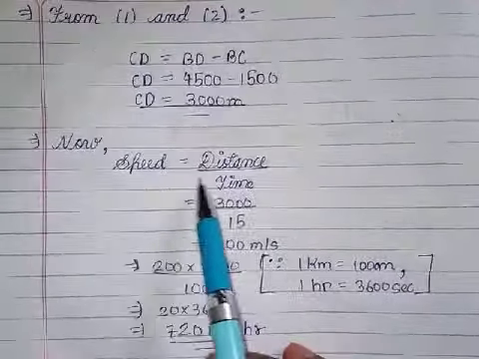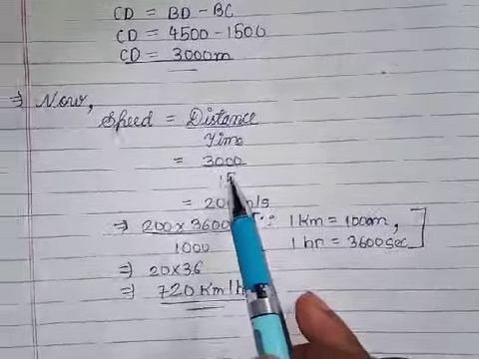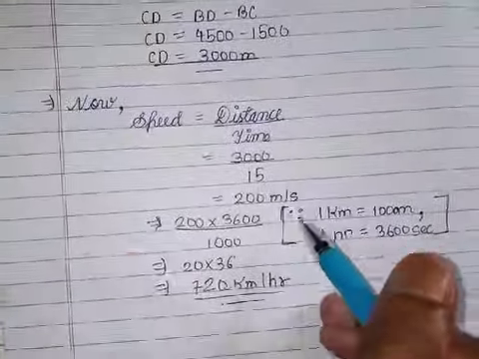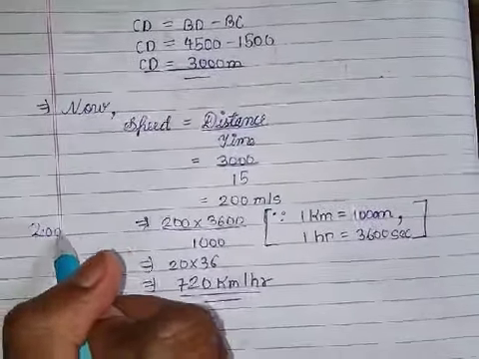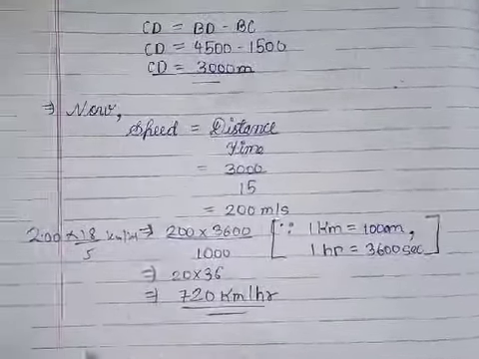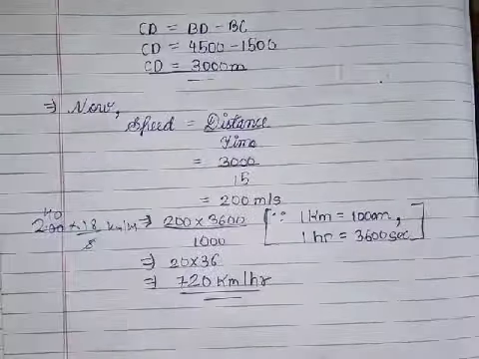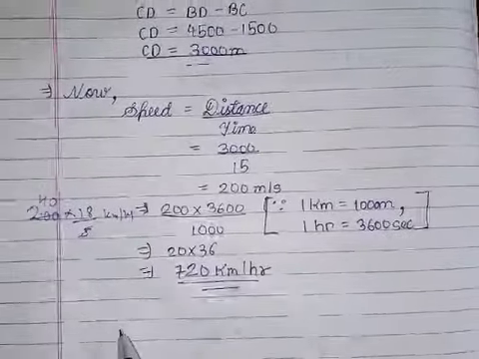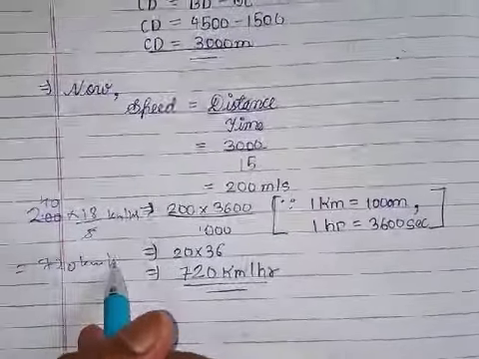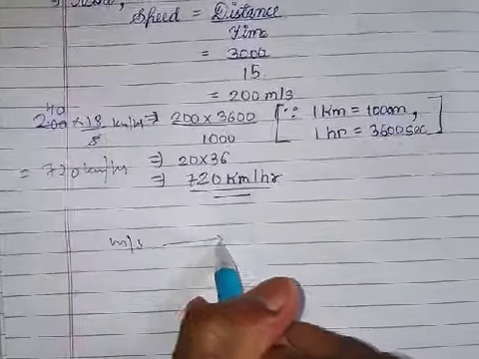Now what is the speed? Distance upon time. Distance is 3000 upon the time taken, which was 15. So you'll get 200 meters per second. If you want a shortcut method, this 200 can be converted into kilometers per hour by multiplying by 18 by 5. If you multiply this, 5 fours are 20, 40 into 18, got it? It is 720 kilometers per hour.